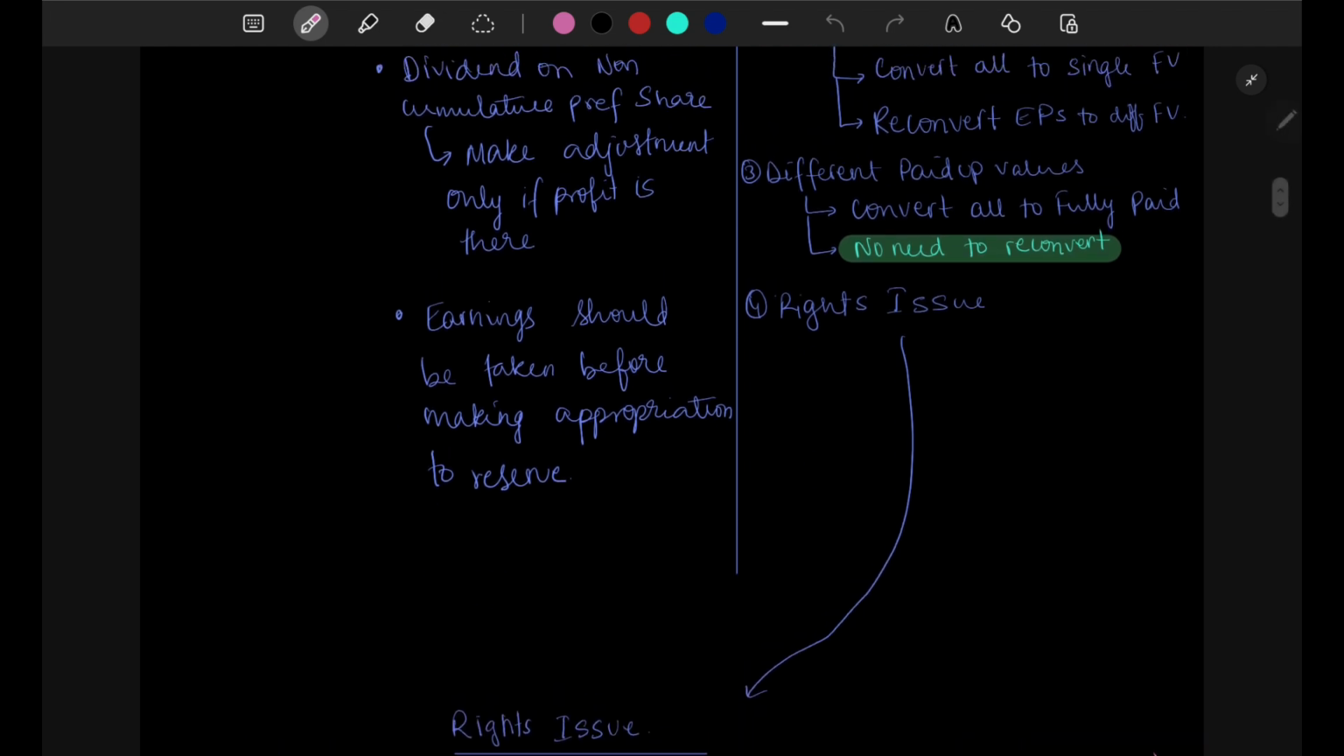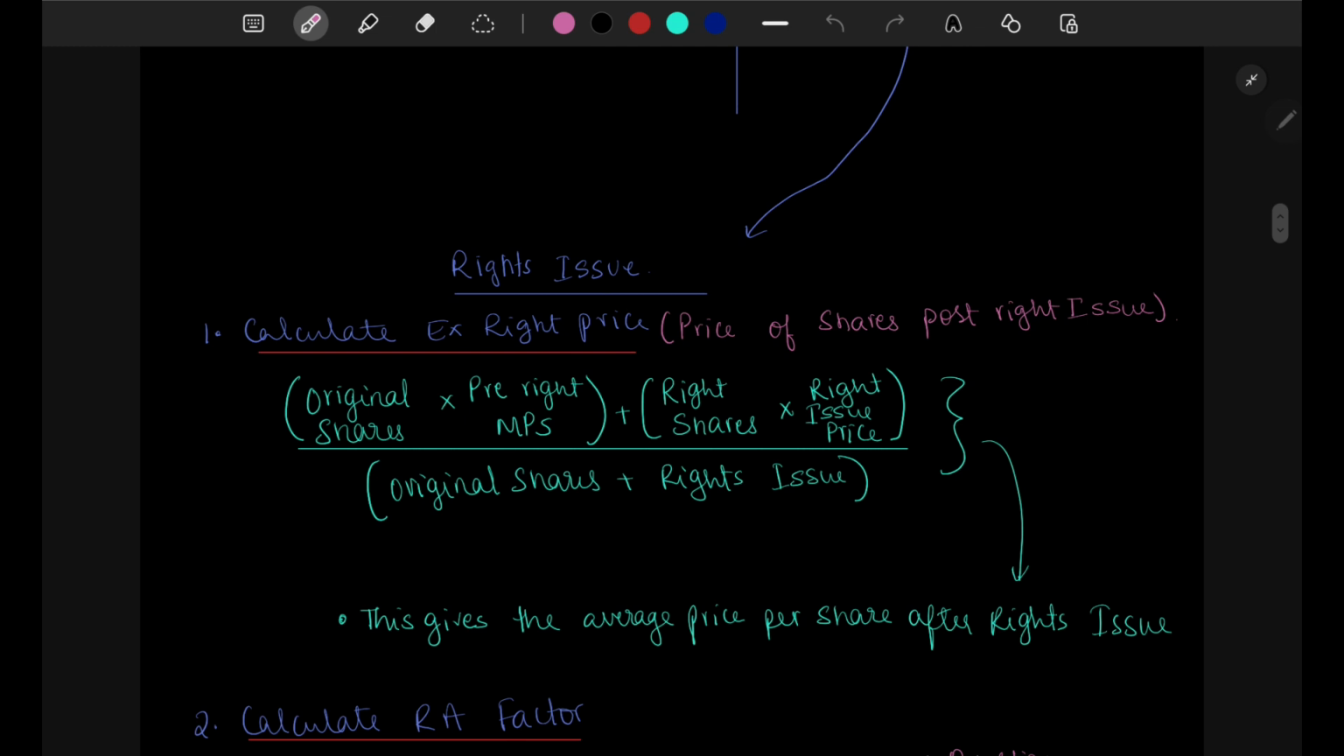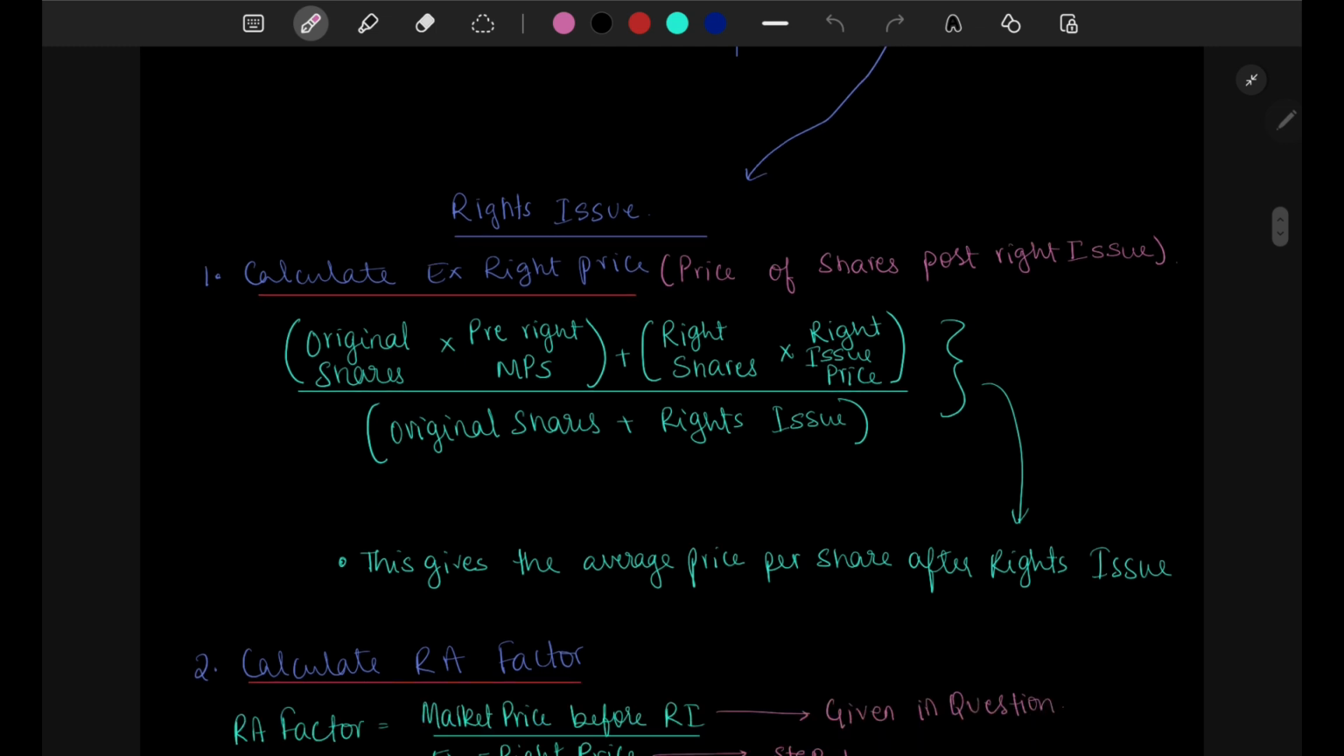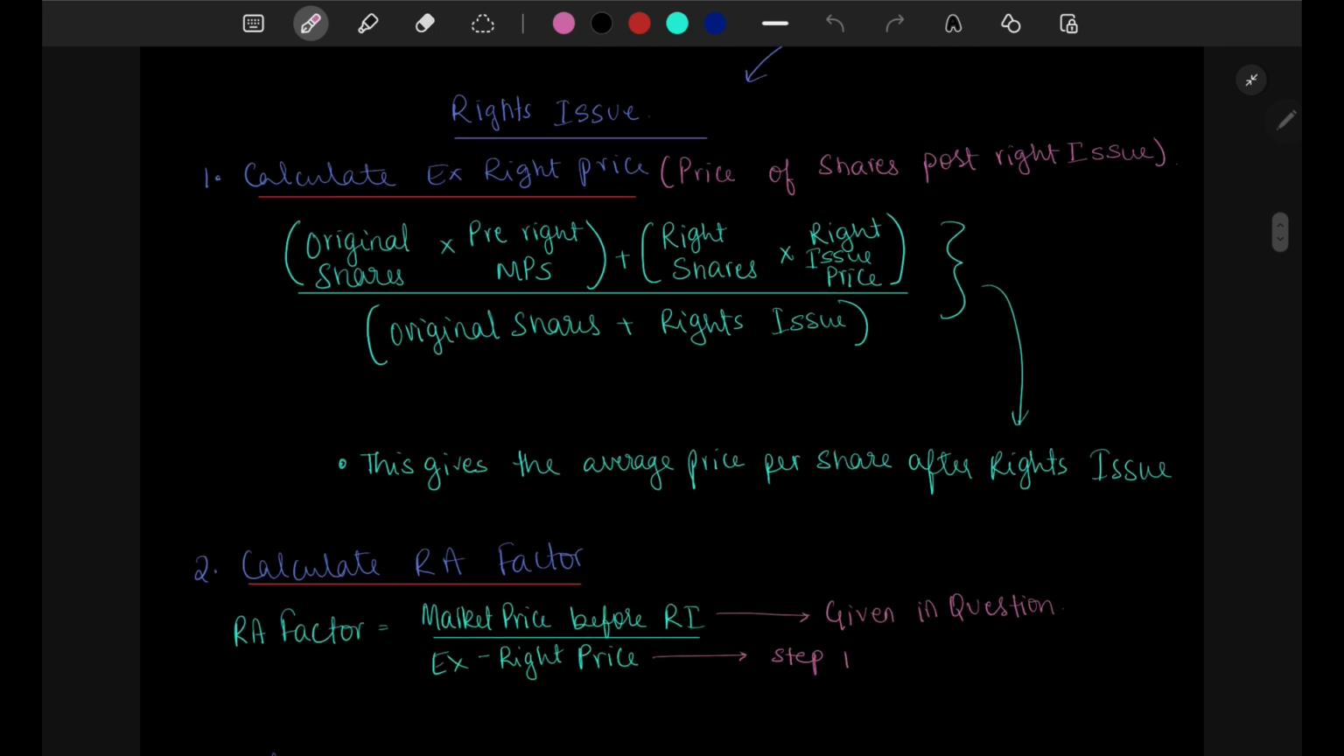Next, in case of rights issue. This is very important. Lots of questions are based around rights issue itself. I can show you almost 10 to 15 questions that have been asked in previous exams that relate to rights issue in this chapter itself. So I'll just discuss the steps. Firstly, I'll just introduce you to some terms.